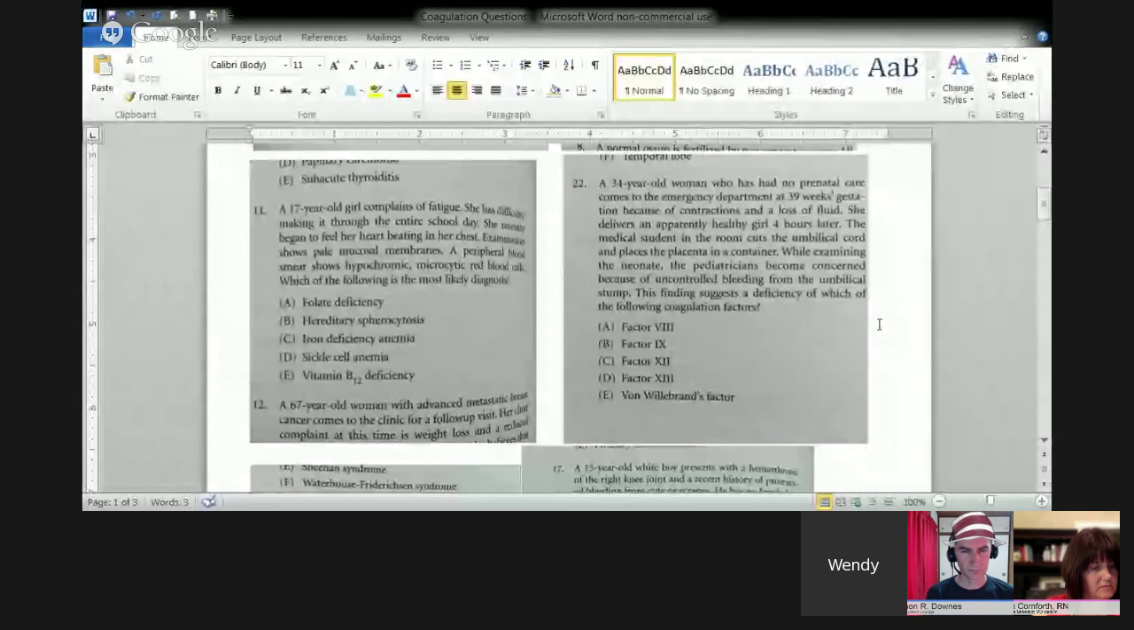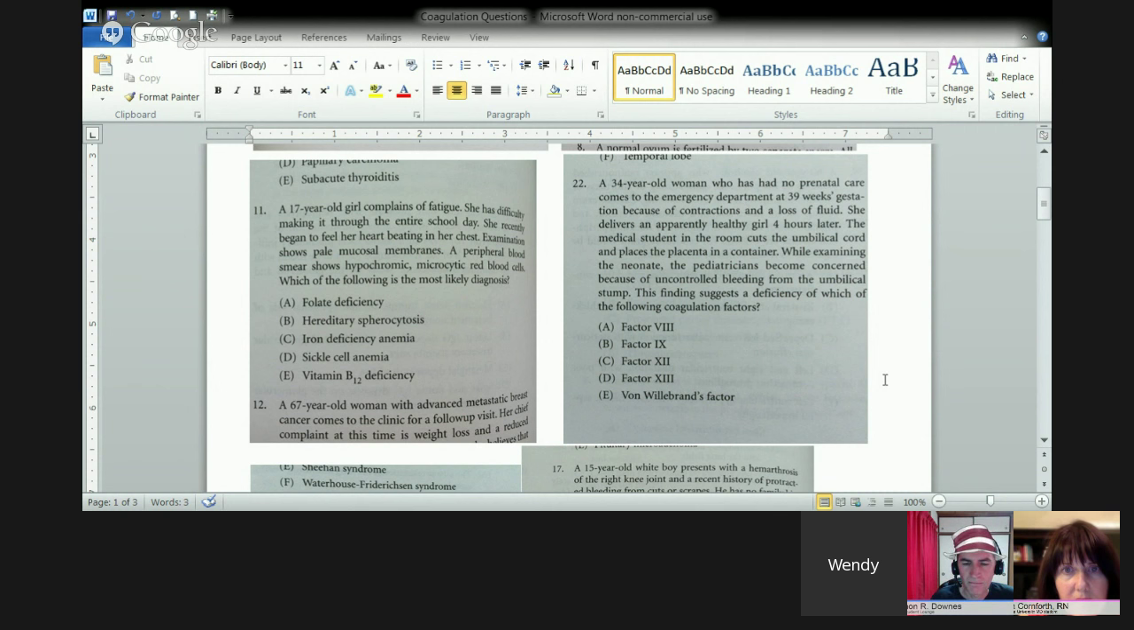Okay, so let's look at 22 right now. Here's an example of what it might look like. Simon, do you want to read that? Sure. A 34-year-old woman who has had no prenatal care comes to the emergency department at 30 weeks gestation because of contractions and a loss of fluid. She delivers an apparently healthy girl 4 hours later. The medical student cuts the umbilical cord and places the placenta in. While examining the neonate, the pediatricians become concerned because of uncontrolled bleeding from the umbilical stump. This finding suggests a deficiency of which of the following coagulation factors?